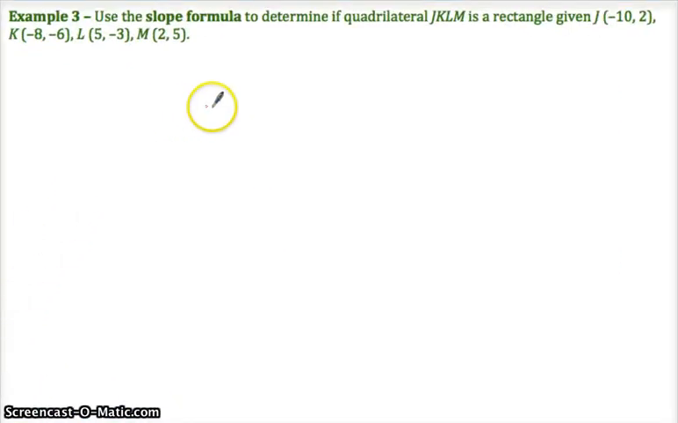All right, use the slope formula to determine, okay, big hint, use slope to determine if this thing is a rectangle. If I'm trying to determine if something's a rectangle, I've got all these coordinates, and that's great. I'm going to use those, but what am I going to do with them? Am I going to do distance, slope, or midpoint? Those are the three big things we always do with coordinates, remember?